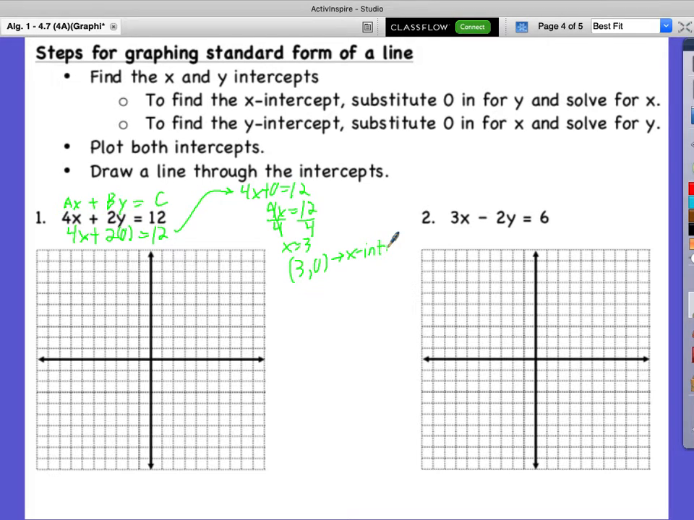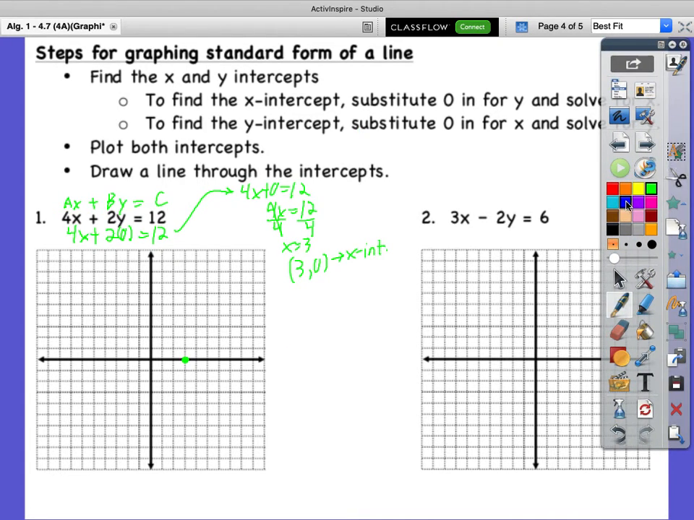I know we are going quickly. Thank you for buckling in. We found our x-intercept, 3 comma 0, right here. Now we plot that. Then we go back and we find the y-intercept.